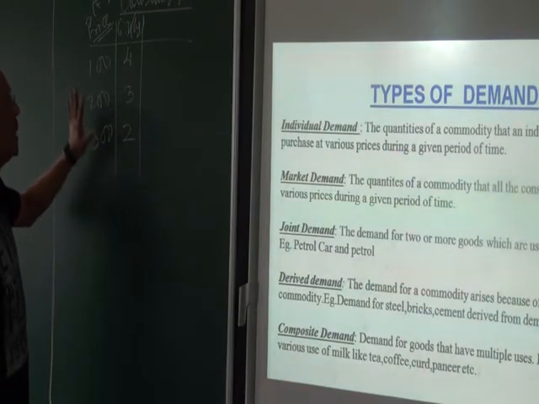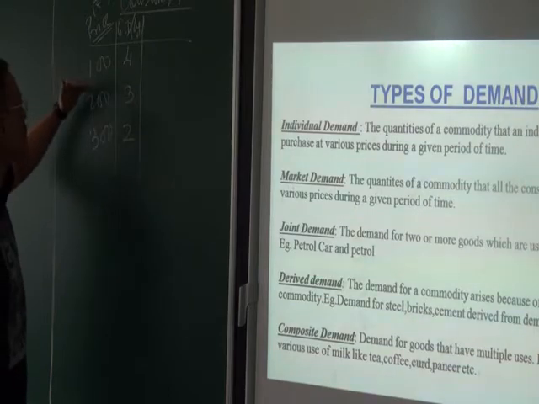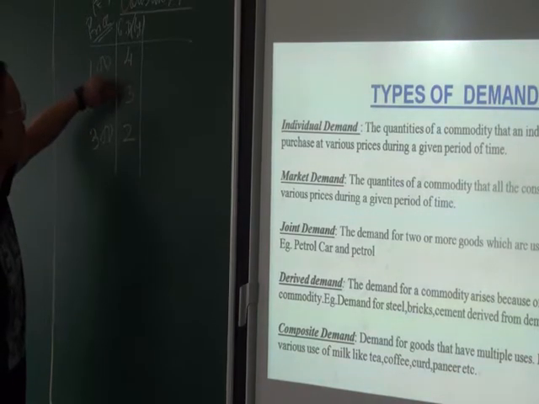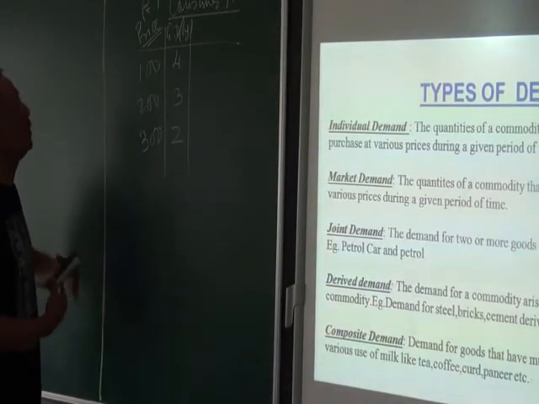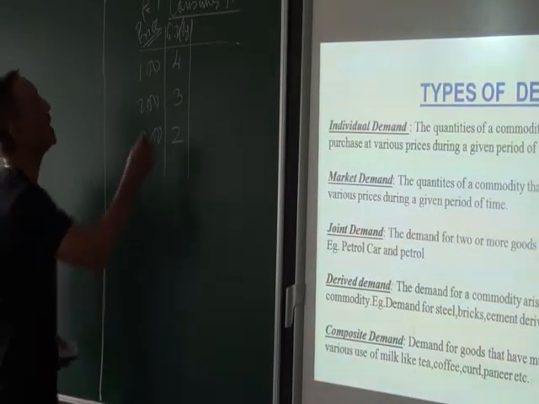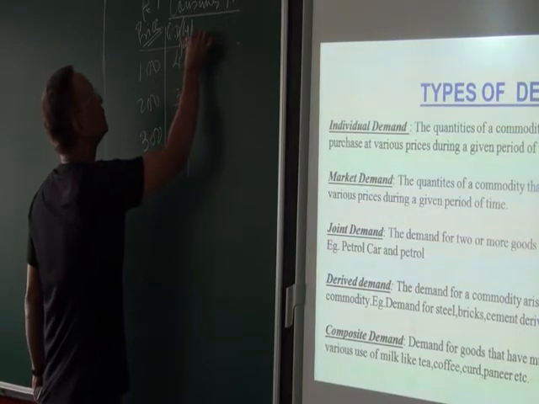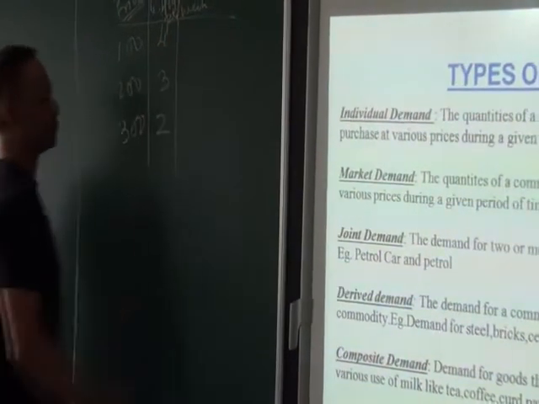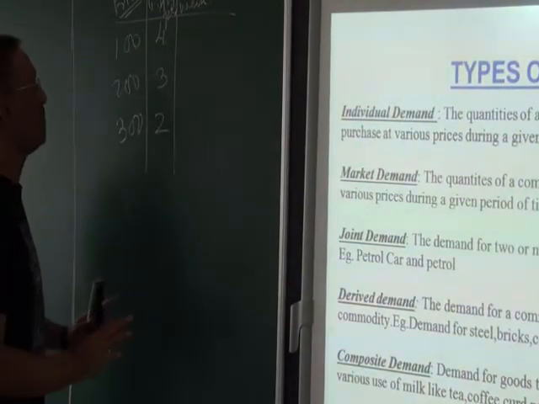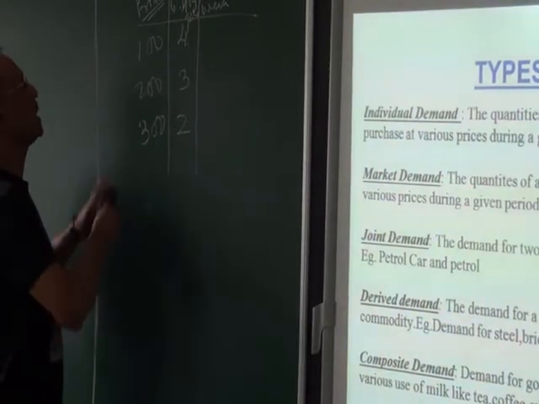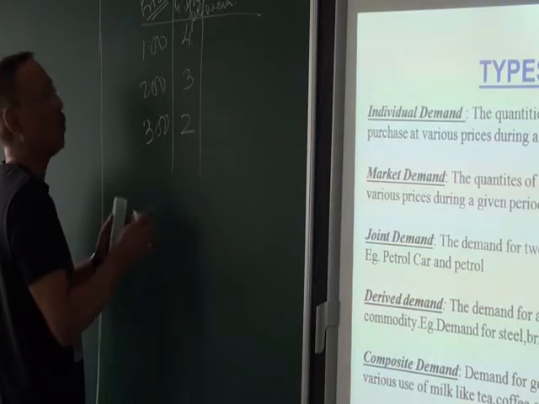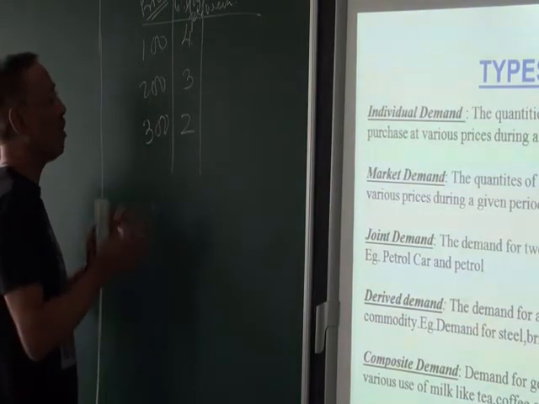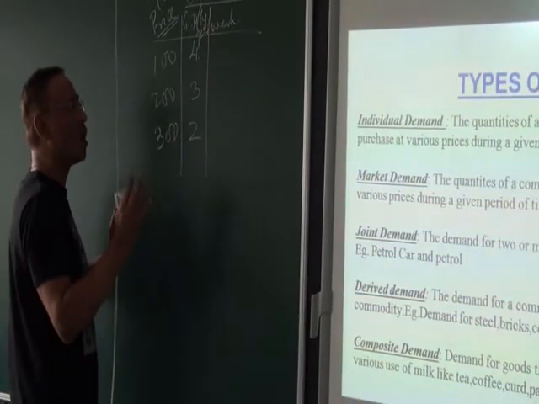What does it mean? An individual demand here means that a consumer purchases different quantities of a commodity at various prices during a given period of time. Let us say per week. So this is individual demand. The next thing I'll explain to you is what is market demand. Now market means all the consumers, all the households.